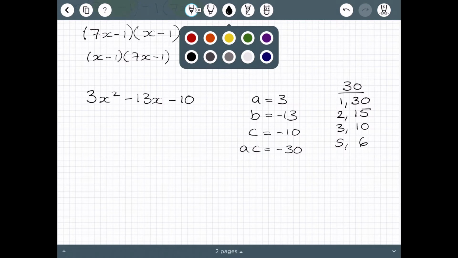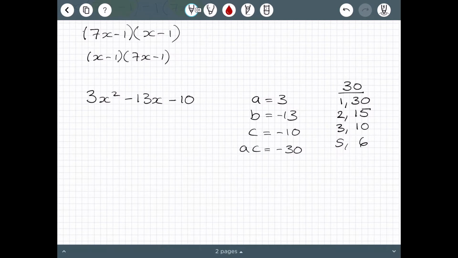Now, can we make negative 13 with 1 and 30? There's no way. I don't see any way that we could add these two numbers together, so we can discount 1 and 30. How about 2 and 15? Well, I could do positive 2, take away 15, and that equals negative 13. So that's a possibility. How about 3 and 10? I could do negative 3 minus 10, and that equals negative 13. So that's a possibility. And 5 and 6, well, the biggest number I can get with them is 11 or 1, so it's not going to be those. So we've got a choice between 2 and 15 and 3 and 10.